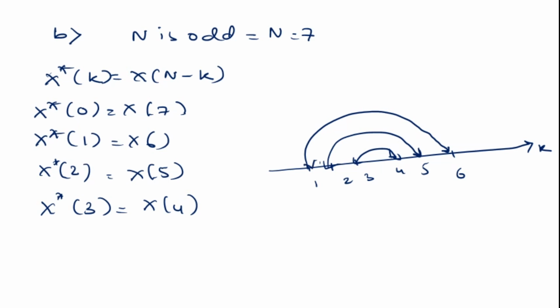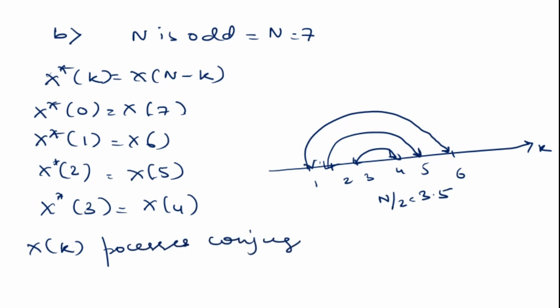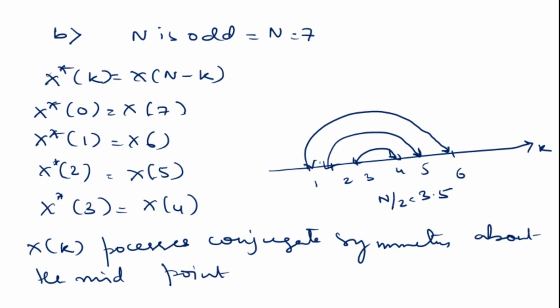For an odd number, the midpoint is N by 2, which is equal to 3.5. So x of k possesses conjugate symmetry above the midpoint N by 2.